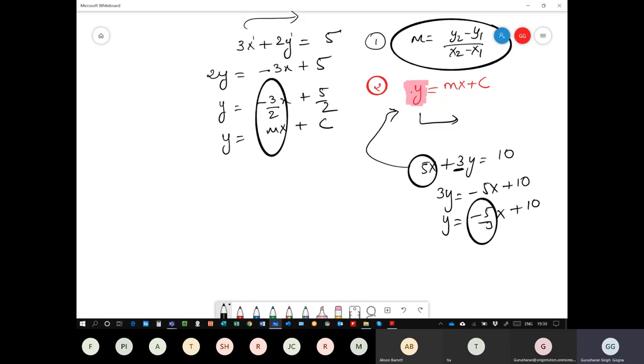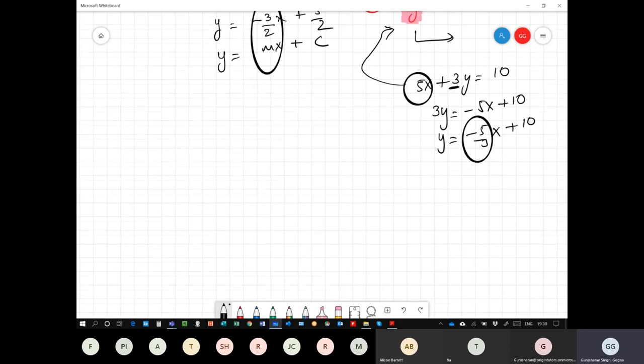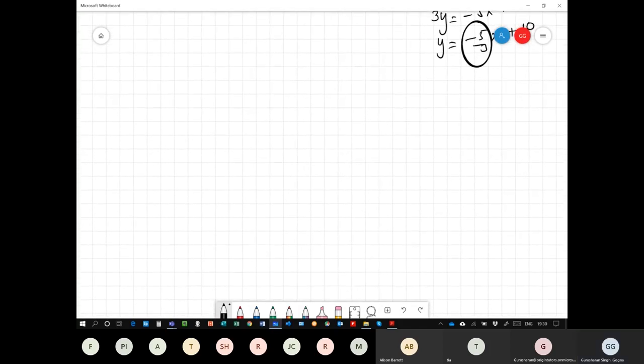So this is how you can find out the equation of the line. And now we will try some exam questions.